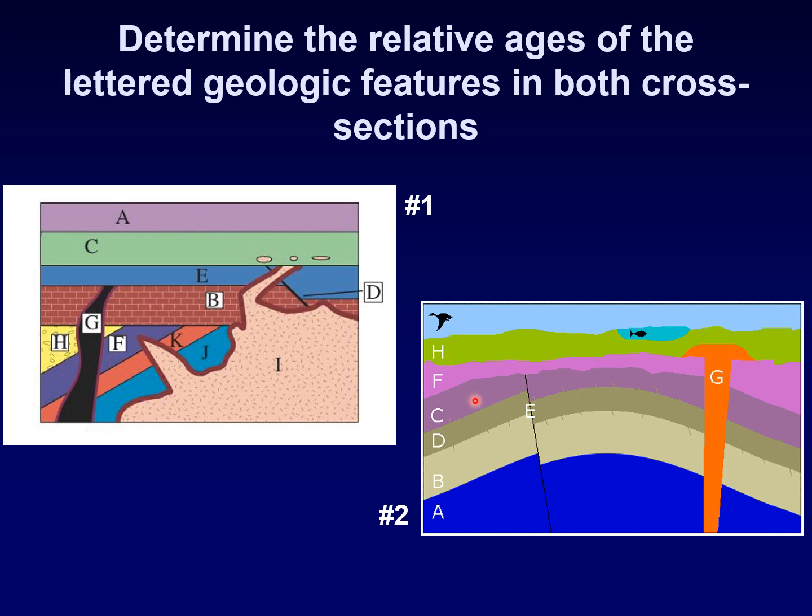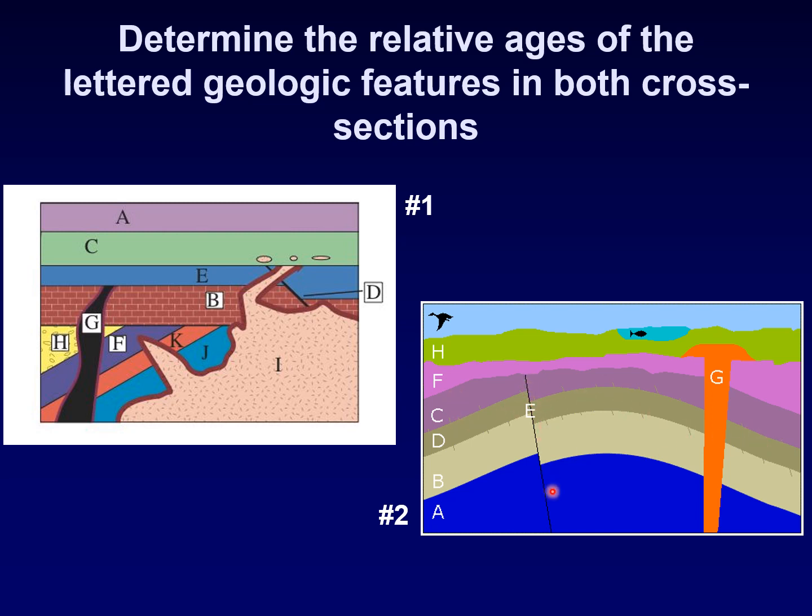Then for number 2, A was deposited first. Then B was deposited. Then C was deposited. Then I have D intruding, because these lines above and below D represent contact metamorphism, which metamorphosed both B and C. So D intruded.